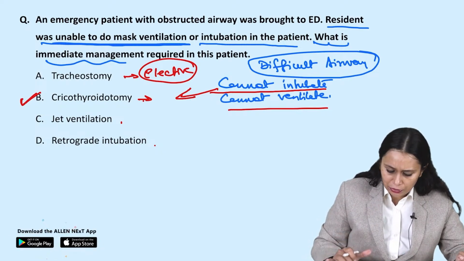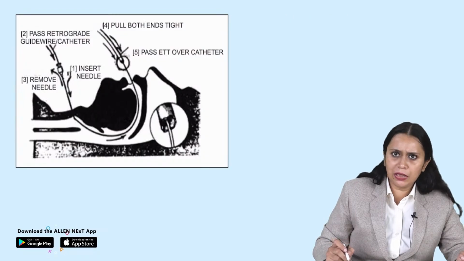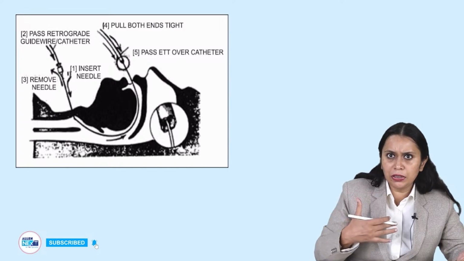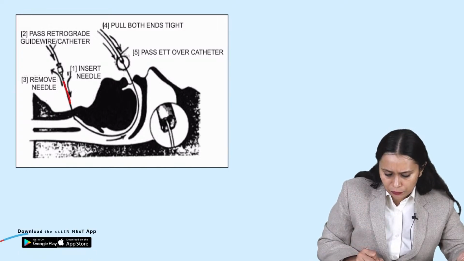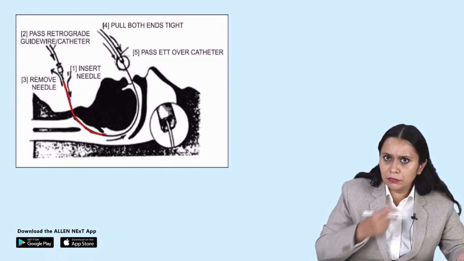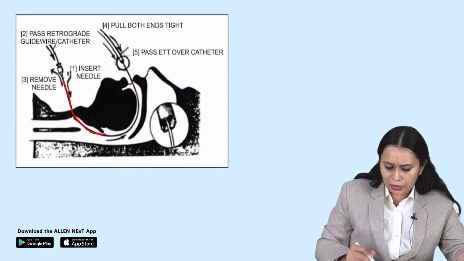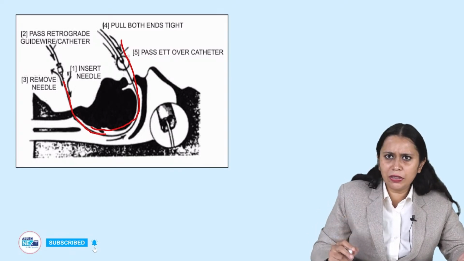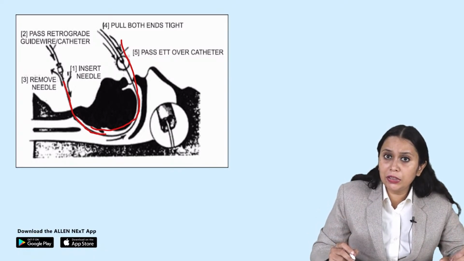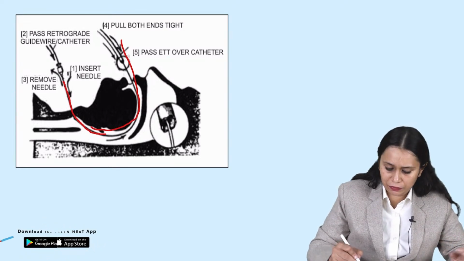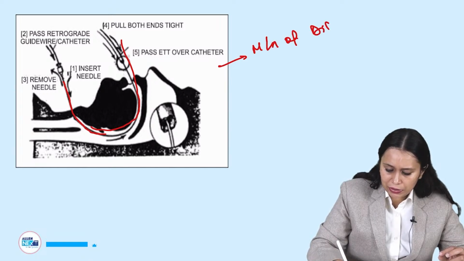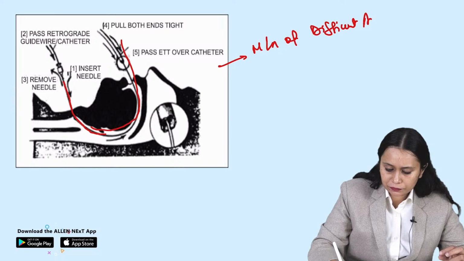Retrograde intubation. Now, this is the retrograde intubation. It is also done when we are unable to put the endotracheal tube from the oral cavity or the nasal cavity. We put the tube retrogradely from the trachea through a guide wire and we take it out from the oral cavity. Retrograde, we call it. It is done also in difficult airway management, but not in a cannot ventilate situation because it will take time. It is again an elective. So it comes in management of difficult airway, right?